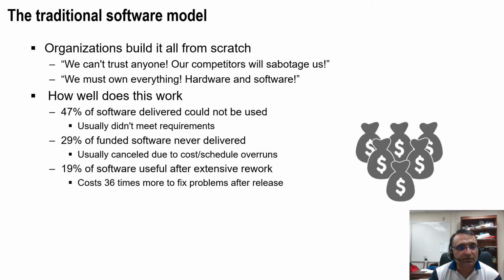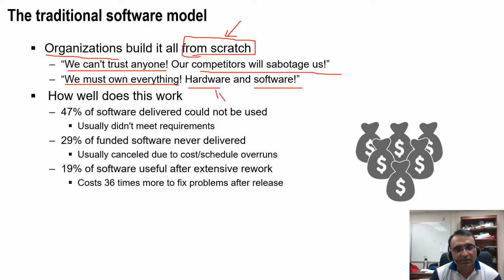Traditional software model is like this. If you have an organization, your company, you might prefer to start your software development from scratch. You want a software, you will start it from scratch. Why would you do that? Because it's possible that you don't trust anyone else. Your competitors may sabotage you. So what is the solution? You might think that we must build everything by ourselves, even hardware or software. Of course, building hardware is not easy and in many cases impossible. So what we will do is we will build our software, what we call in-house development.